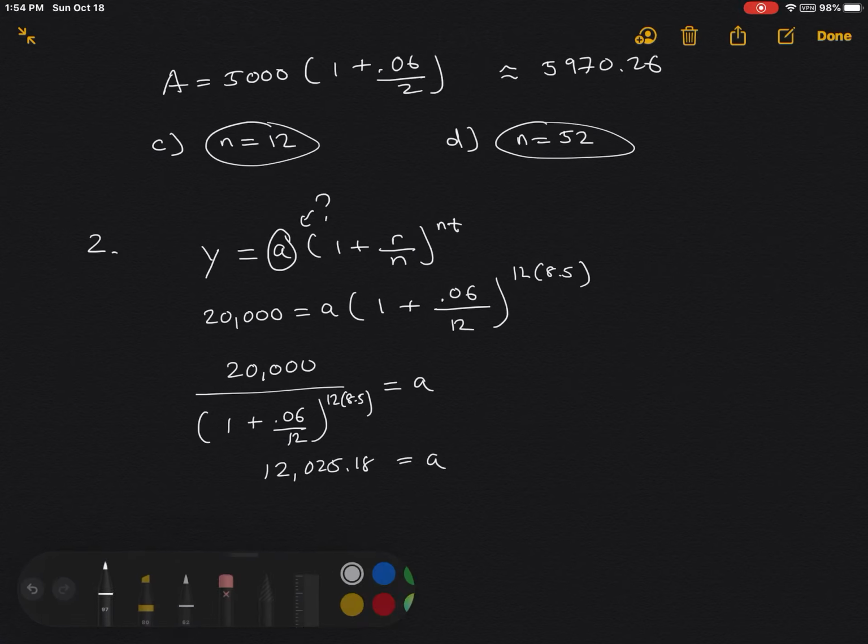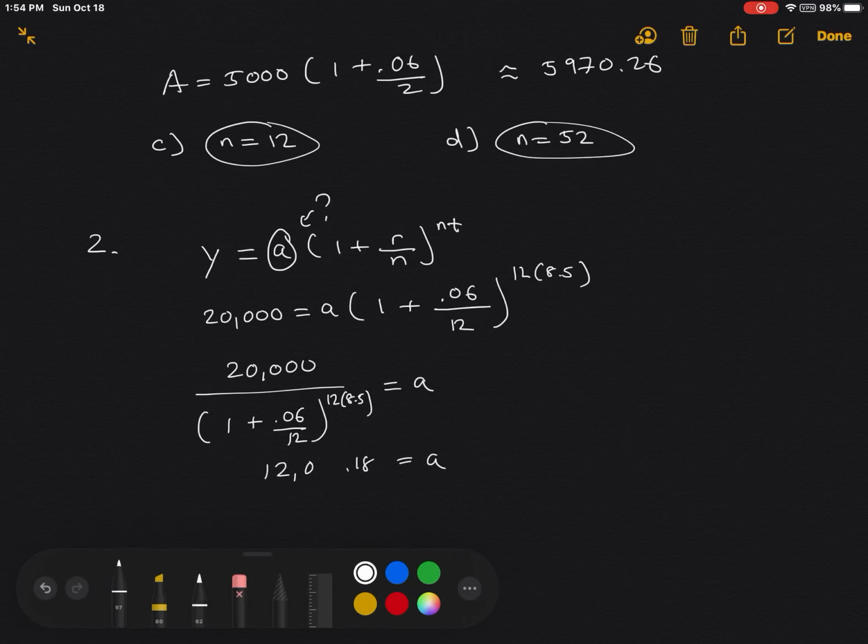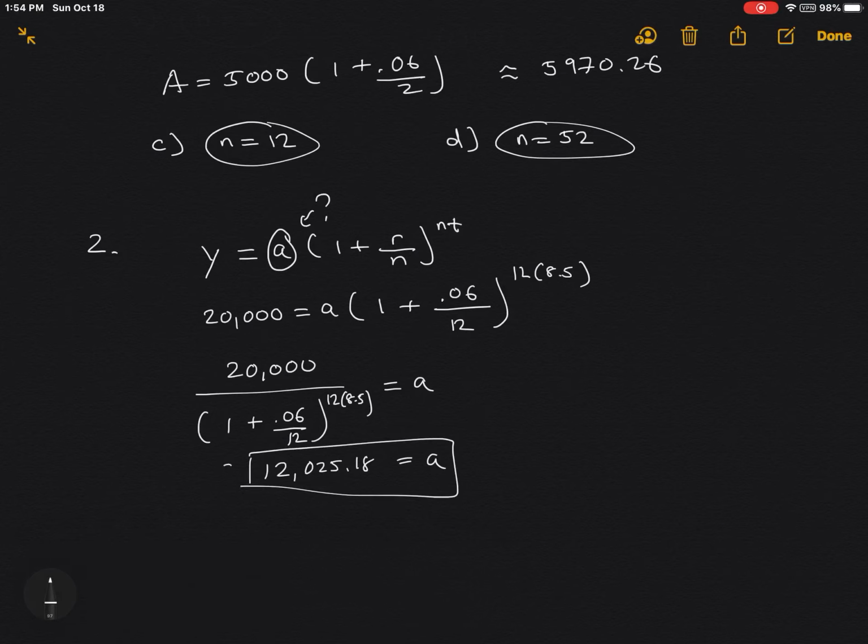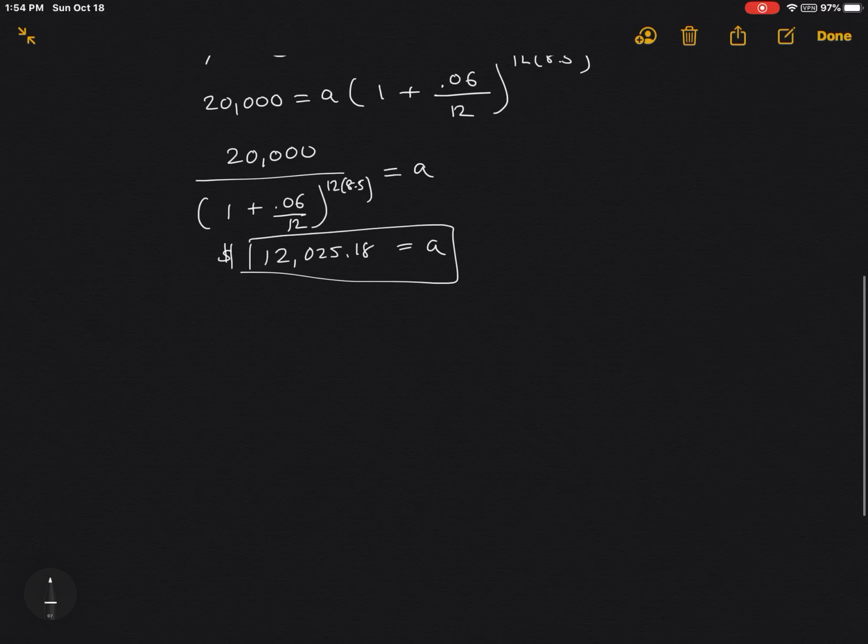A couple of suggestions on entering it on your calculator. If you can't enter it all in one line, I would evaluate what 1 plus 0.06 divided by 12 is, and then raise it to the 12 times 8.5, and record it each time, writing it down on your paper. That's if you are having trouble evaluating this on your calculator. All right, so moving on. Number 3.